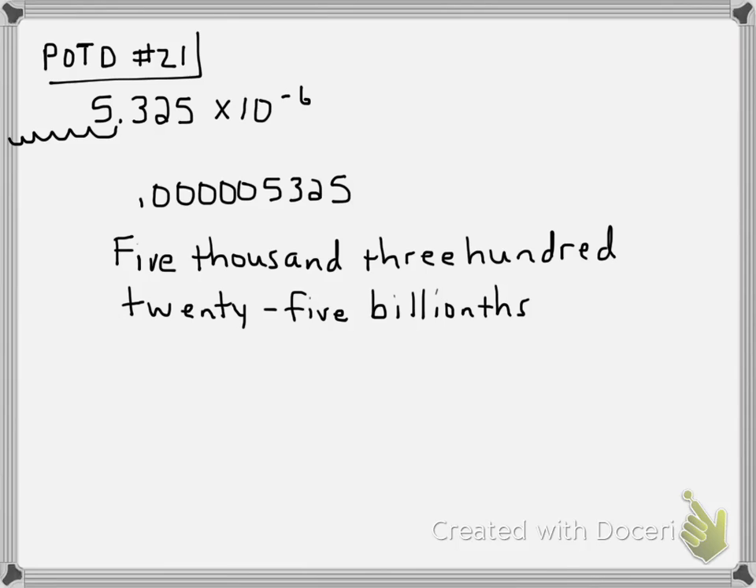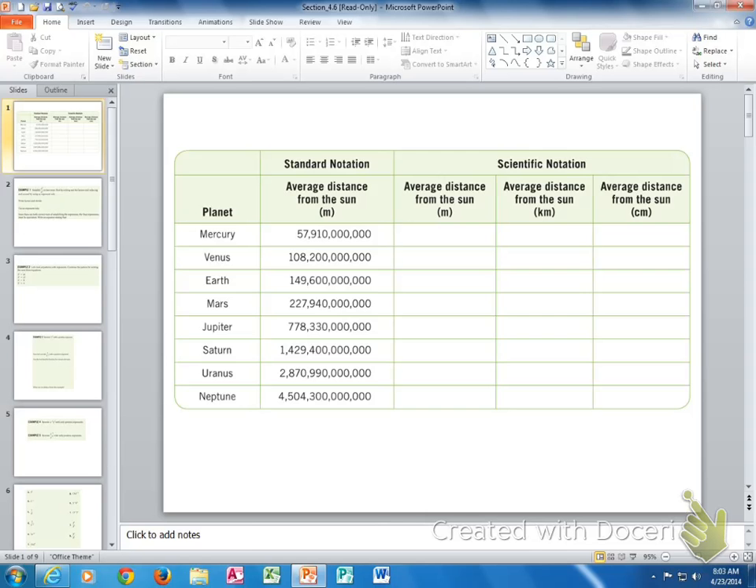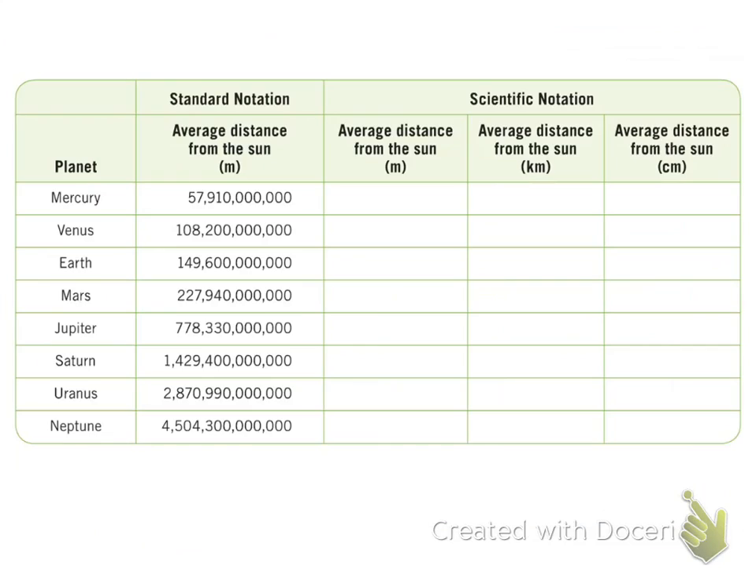Section 6, let's go to page 435. It says complete the following table using these steps. Number 1, complete column 3 by writing the column 2 numbers in scientific notation. Okay, so the first number. Where do we need the decimal point to be to write this in scientific notation? Between the 5 and the 7.